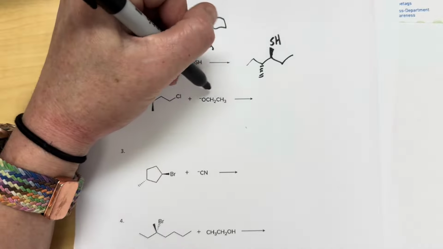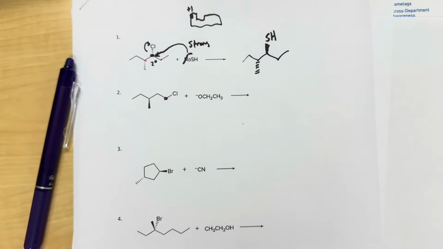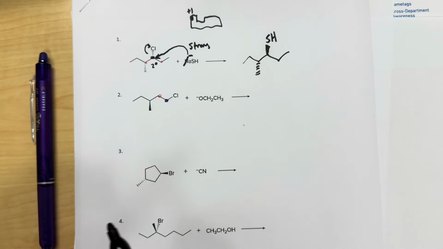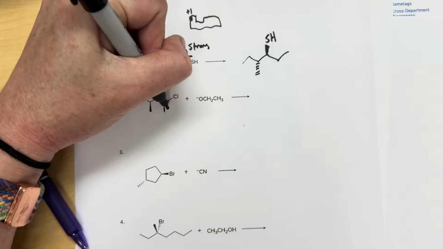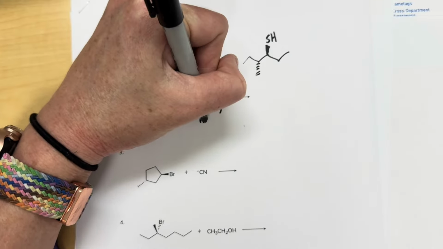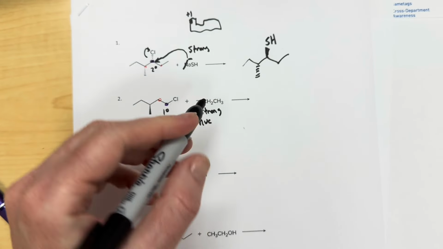Here, this is also strong. And this one right here, the chlorine is attached to a carbon that is attached to just one carbon. This is primary. So we have a primary. This is a strong nuke and base. Anytime you have that O negative charge, if it's not a bulky base, it's going to be a strong nuke and base.